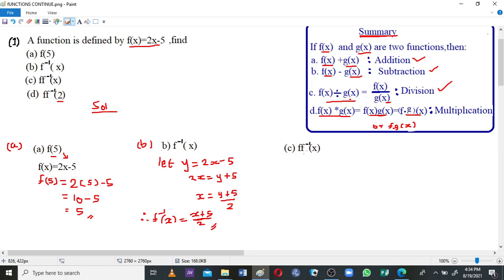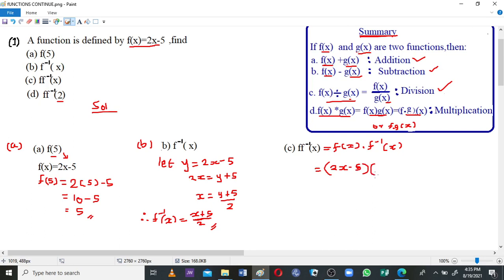And now we can solve question C. Question C, we have f(x) times f inverse(x). Now what does that mean? From the definition, this means that we are going to multiply our original function, which is f(x), by its inverse function. So this is what the notation means. We are just going to substitute our f(x). Our f(x) function is 2x minus 5.